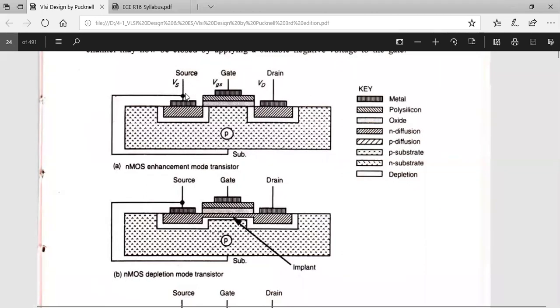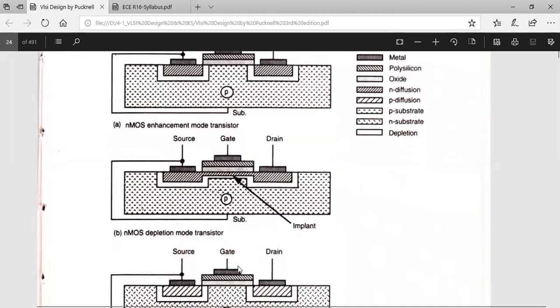You can see here, an enhancement mode transistor will have a source, a drain, a gate, and the substrate. Similarly, a depletion mode transistor will also have this source, drain, gate, and substrate, and an inbuilt channel. Generally this will be done with the help of an implant.